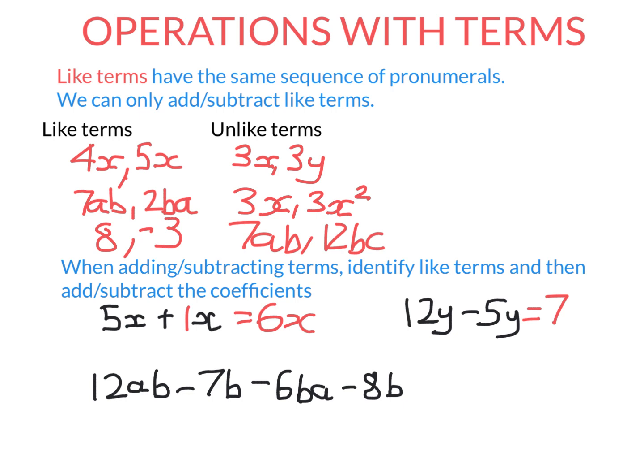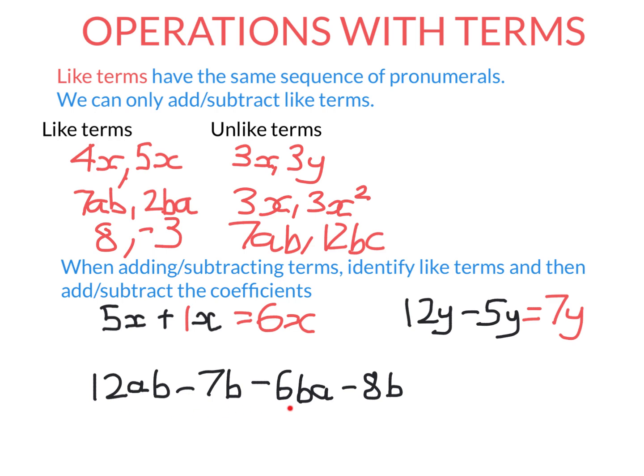Now, what a lot of people do wrong when they're subtracting terms is they cross out the y's. That's actually incorrect. We can't cancel the y's like that. This is like saying if you had 12 y's and you took away 5 y's, you would have 7 y's back. When we are subtracting terms, we don't get rid of the pronumeral, we still write it.